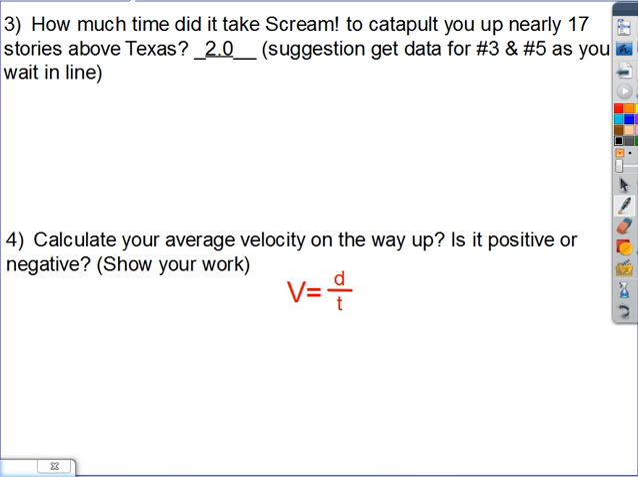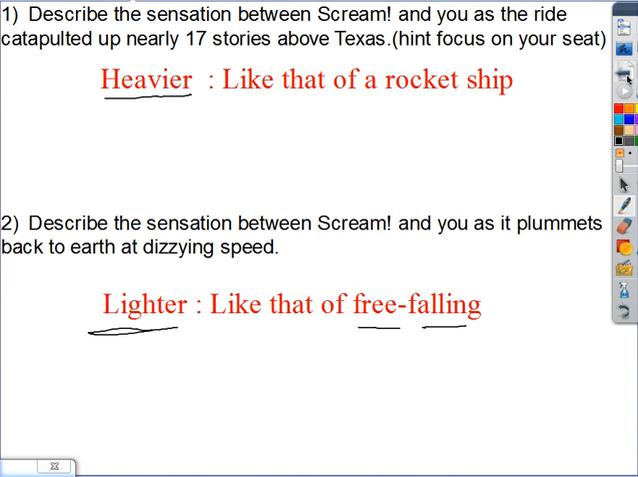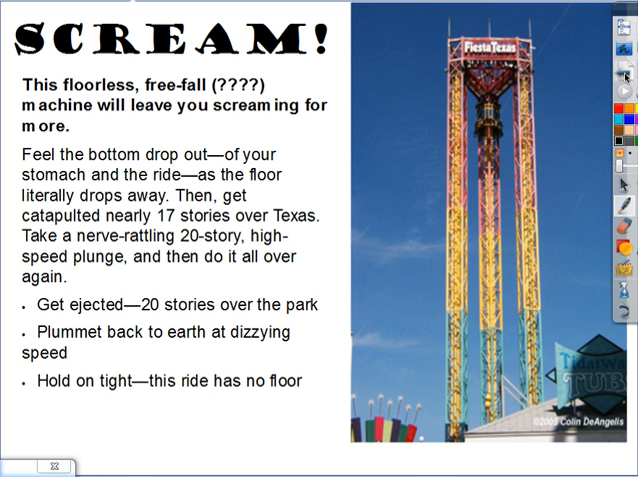How long did it take? Well, if you time it, watch the video and time it. Get your own time here. I got 2 seconds. And then it says calculate your average velocity on the way up, and is it positive or negative? So for your average velocity, you just have to take the distance of the ride divided by the time that it took you, and the distance can be gotten right here.